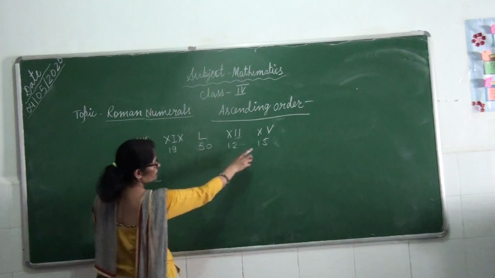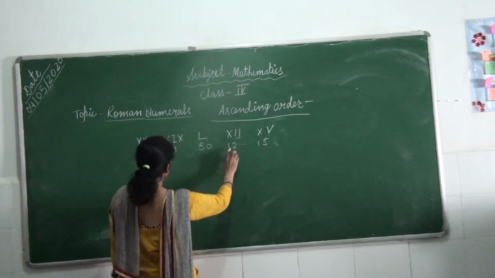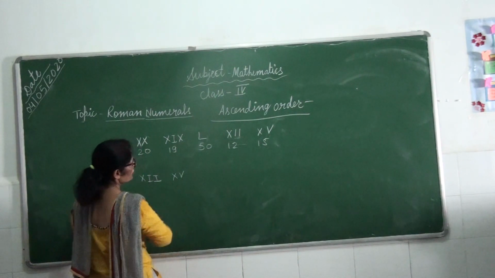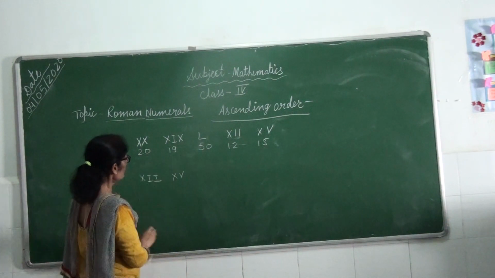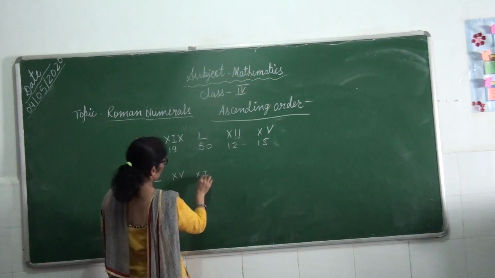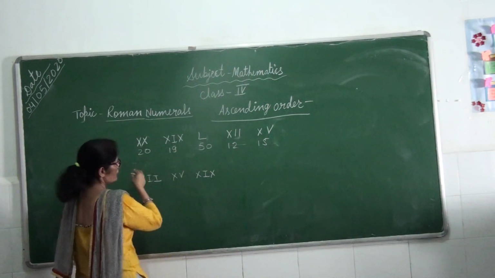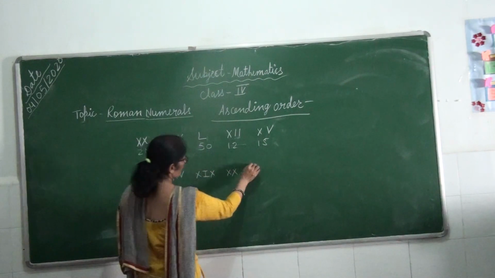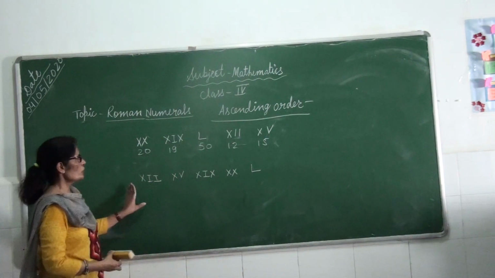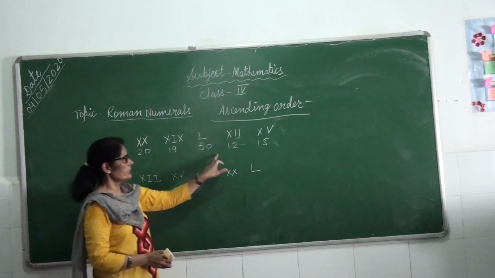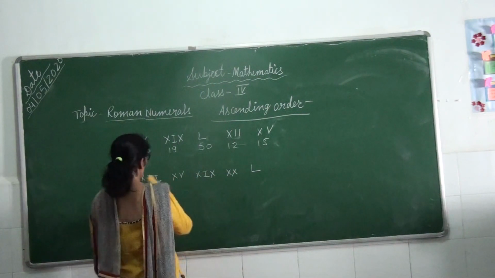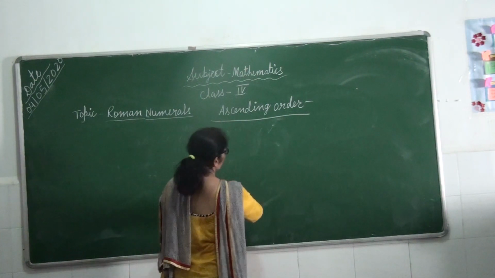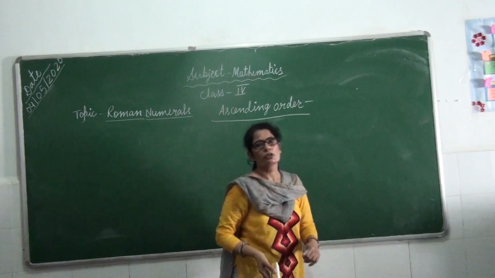After that is 15. 12 से बड़ा कौन है? 15. XV. Then 19. Then 20. Then 50. You can write these Roman numerals easily in ascending order. I hope students you will understood it.